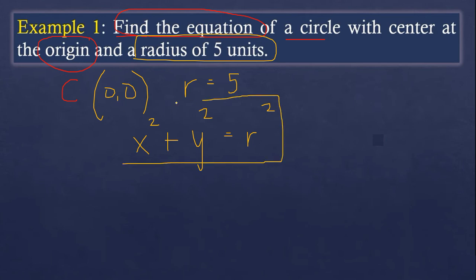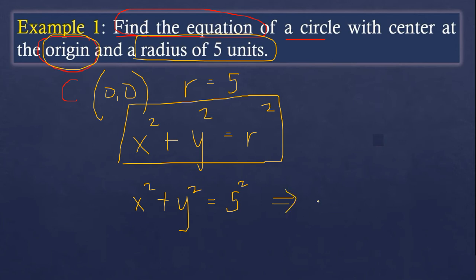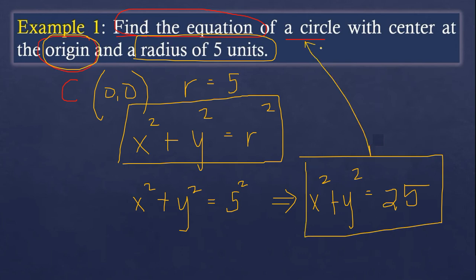Sir, bakit po ito yung ating gagamitin? Kasi po, origin yung tinatawag. Pag origin po ang pinag-uusapan, gagamitin natin yung x squared plus y squared is equal to r squared. And then, para makuha na natin yung equation ng circle natin, just simply copy x squared plus y squared is equivalent to 5 raised to 2. So, we need to expand 5 squared para sa ating final answer. x squared plus y squared is equivalent to 25. So, this is the equation of the circle now.